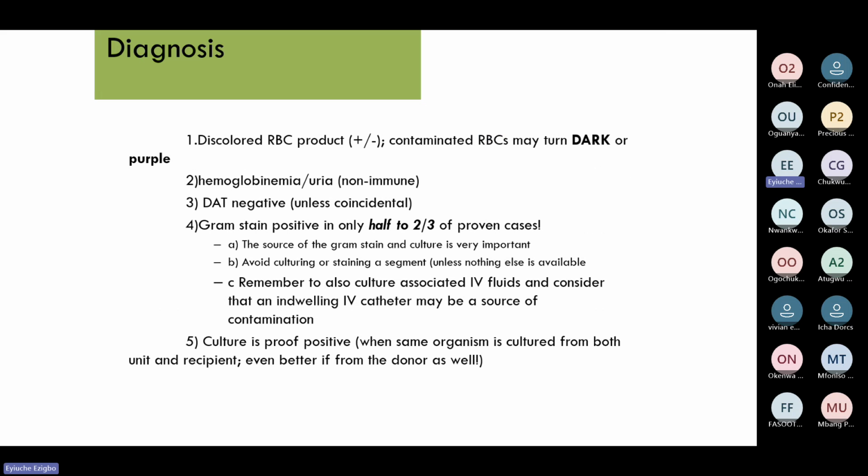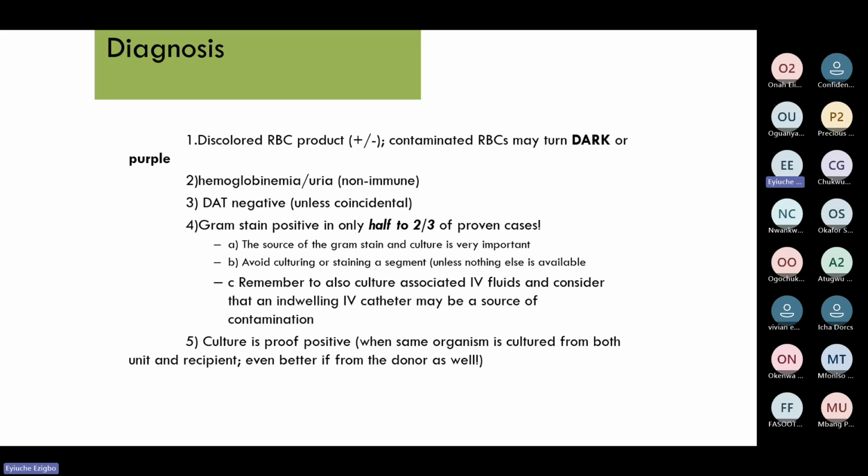So how do we diagnose reactions coming from blood product contamination? Number one, when you look at the red blood cell product, you can see the coloration deviates from normal. It's darker when a red cell has been stored for a very long time. When you pick it up, you notice that it's darker or almost purple. So there's bacteria feeding inside those red blood cells. We also observe hemoglobinemia and hemoglobinuria, but not as a result of antibody reaction. That is negative.